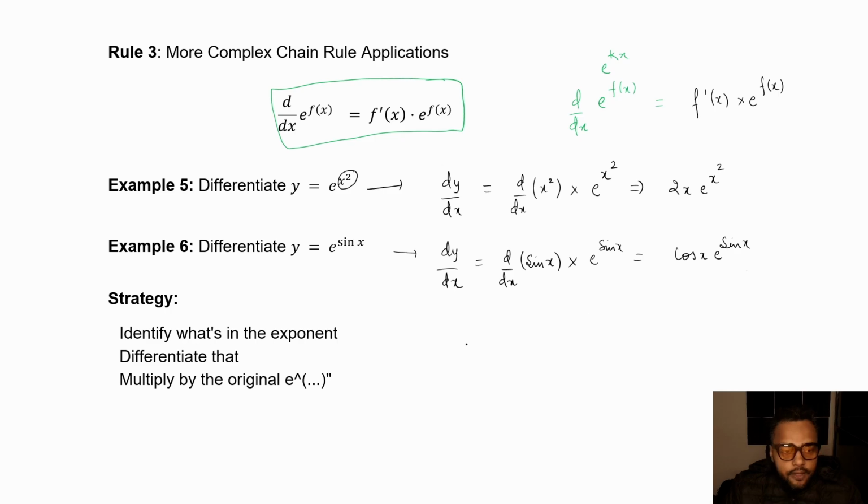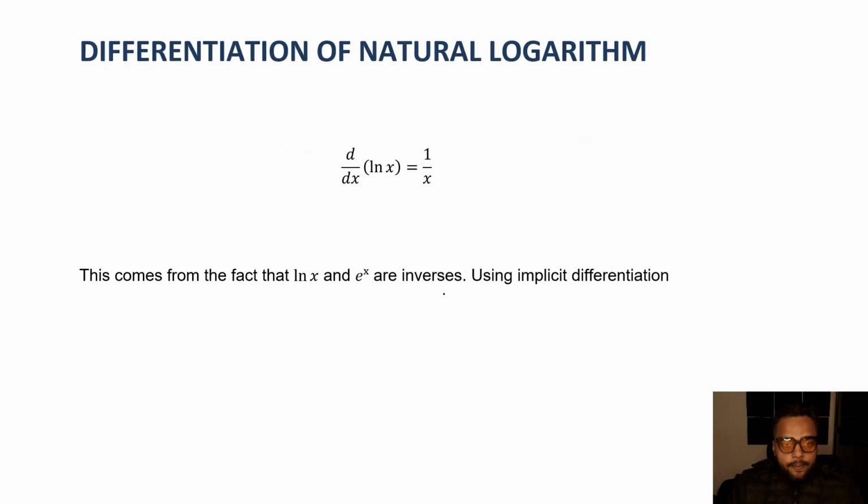So what is the strategy here? First identify the exponent, whether it is a number or a function. If it is a number, it will be directly written as k e raised to the power kx, and if it is a function, you need to differentiate it like this. Okay student, let's move ahead.